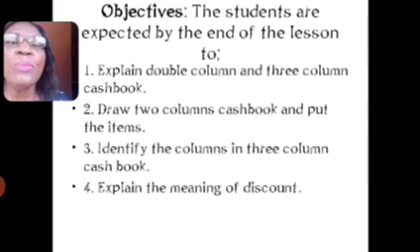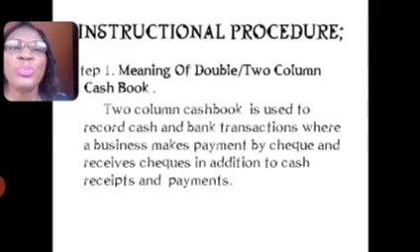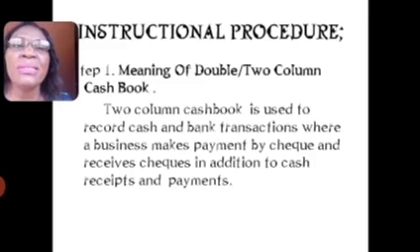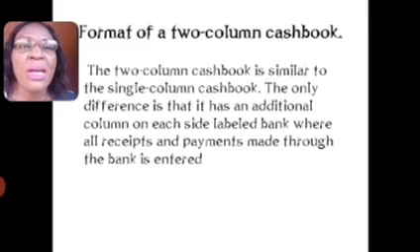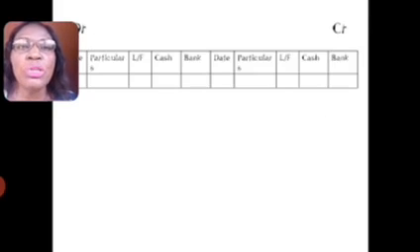Let me begin with the double column cash book. It is used to record cash and bank transactions where a business makes payments with cheque and receives cheque in addition to its cash receipts and payments. So maybe the business has grown. Sometimes the owner makes payments with cheque, and sometimes the person who pays uses cheque as a means of payment. So in drawing the double column cash book, there is an additional column, which is the bank column. That's what makes it double.